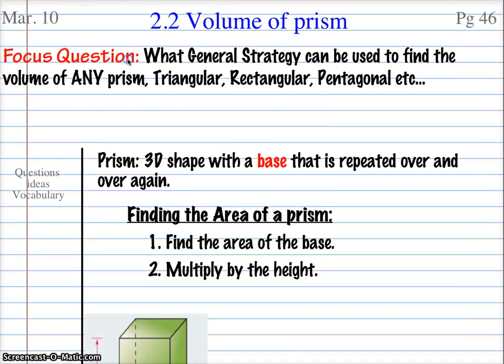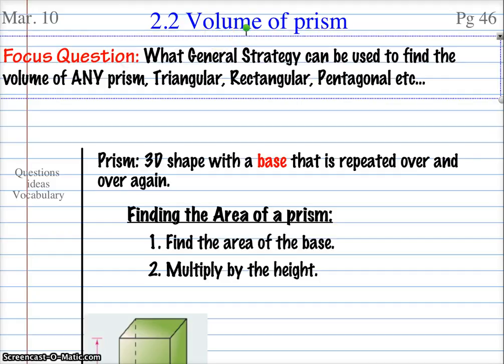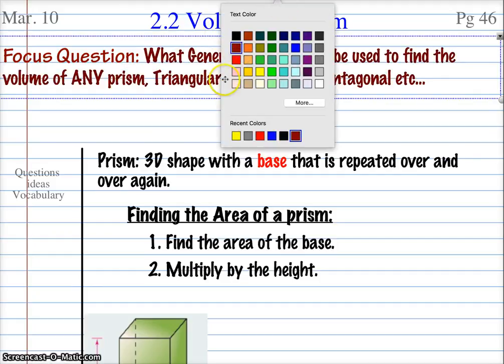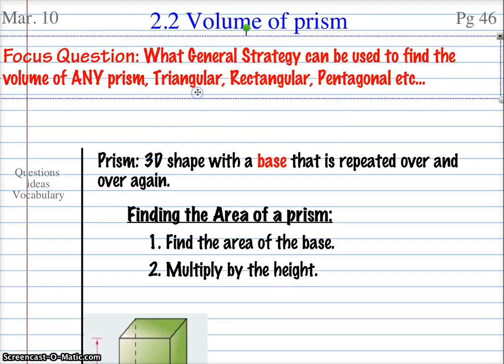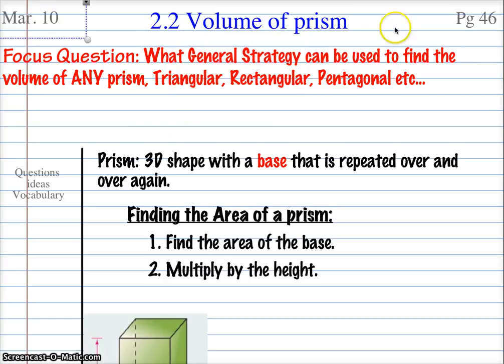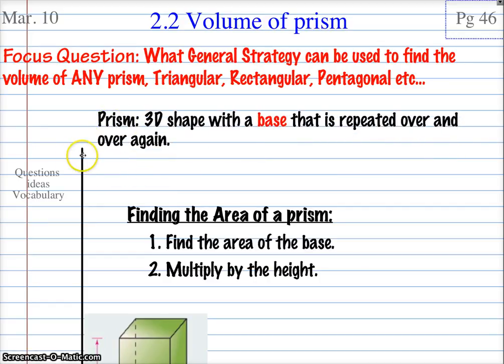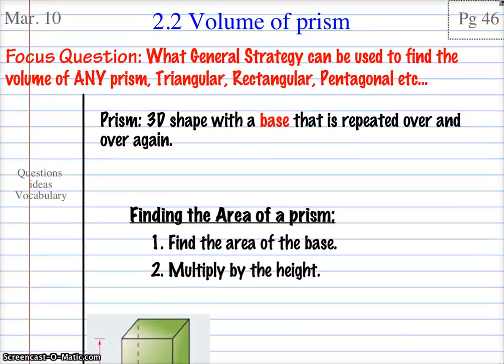Again, you need to have this done before class. If you don't have this done before class, you're really far behind really quickly. So 2.2, volume of a prism, March 10th, it should be page 46. As far as my count is concerned, it's page 46. And you don't have to write prism again. You've already written it once already, maybe twice. But I put it in here because I want you to see what a prism is.